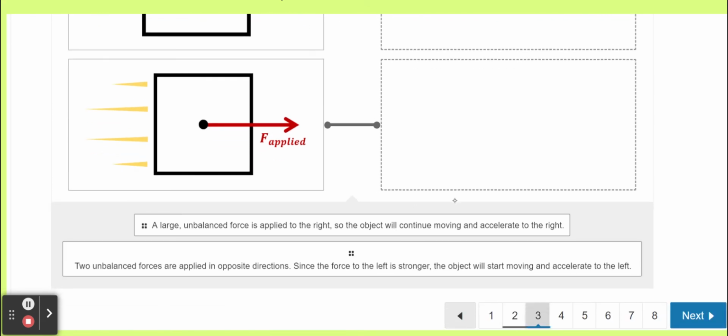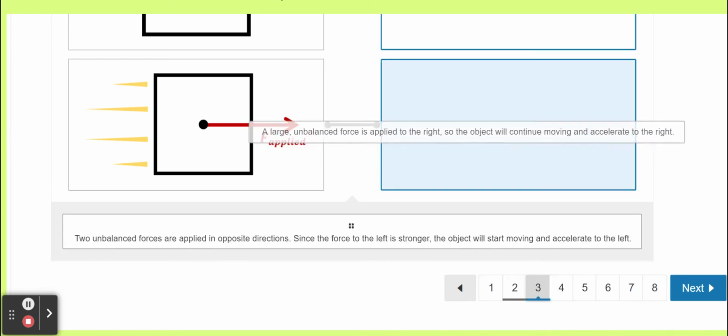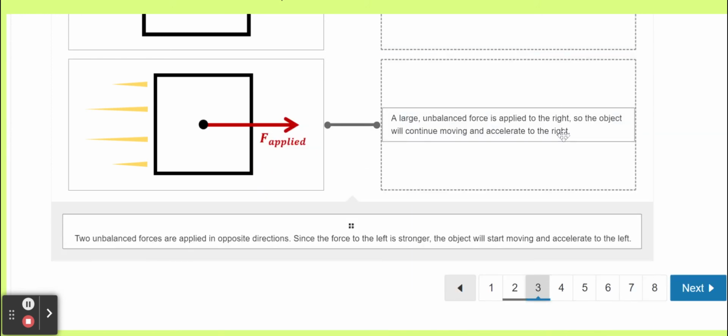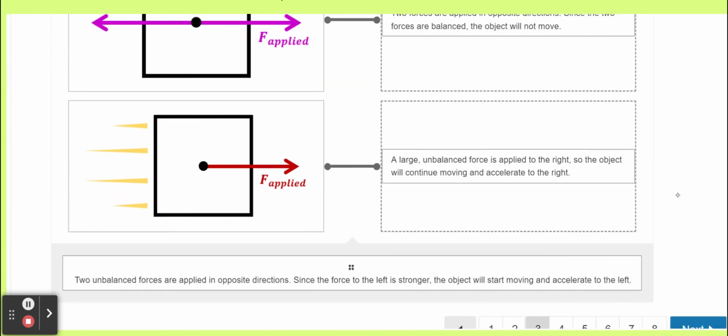All right, a large unbalanced force is applied to the right. Okay, so not two forces. So this is going to describe this guy where the object is already in motion. It's going to continue moving, and it's going to go faster as it moves to the right, which means we have one option left.